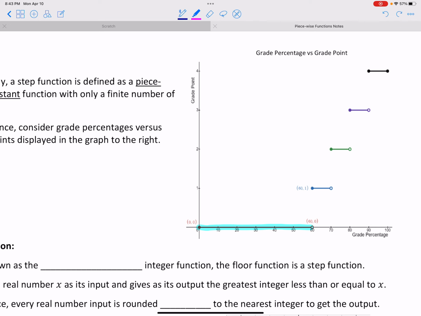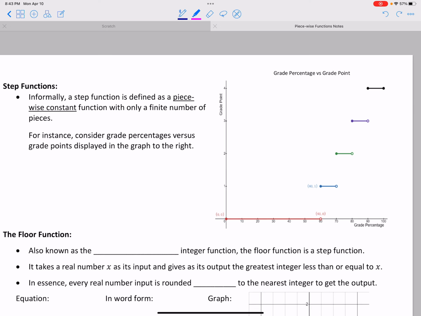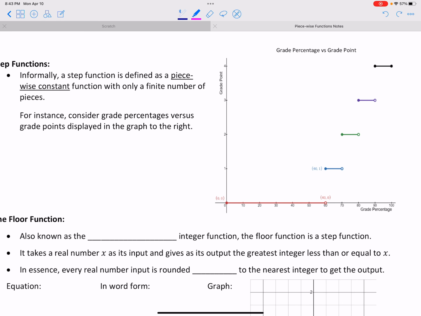So again, this is a real life example of a step function. It is a piecewise constant function. So each of the pieces, they look like steps and they are constant, they are flat. Now if I asked you to write a piecewise function to represent this, like what would I put into Desmos to make this picture? Let's call it f of x.